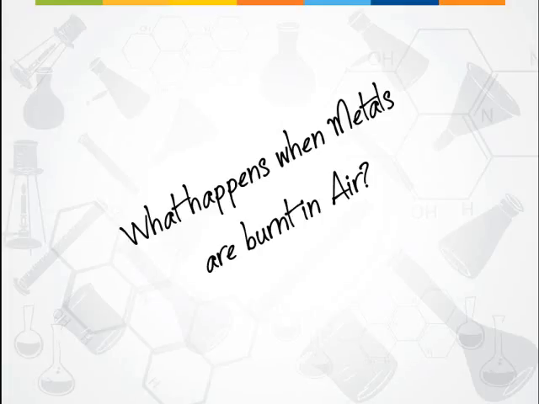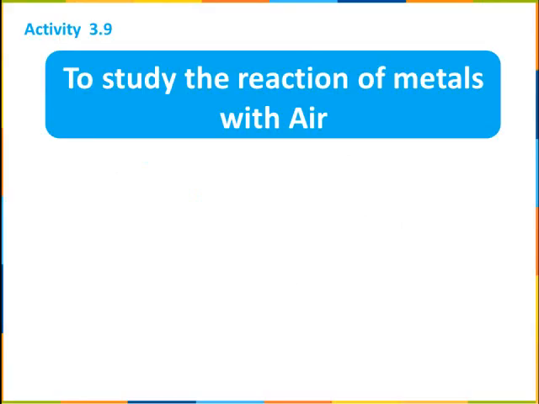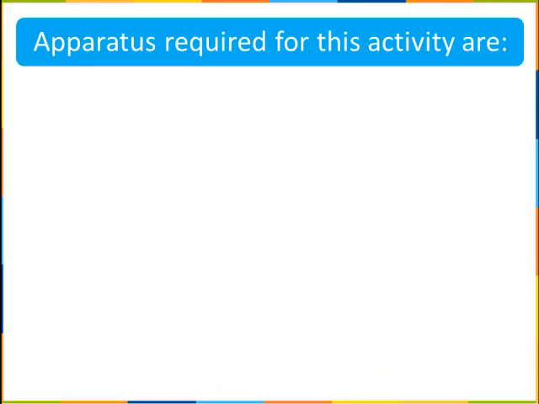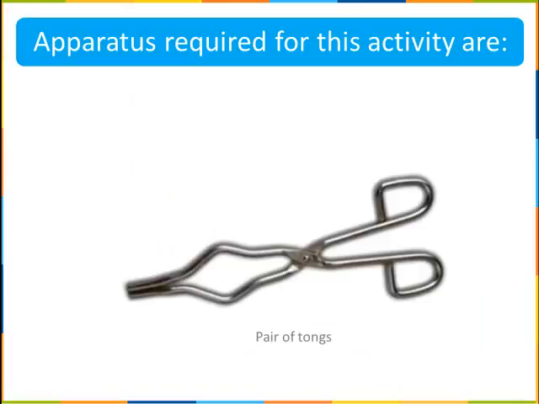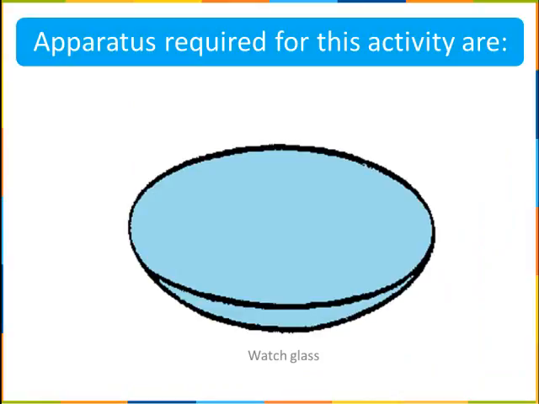Now let us learn what happens when metals are burnt in air. Activity 3.9, and this is to study the reaction of metals with air. The things required for this activity are copper, aluminium, sodium, potassium, pair of tongs, Bunsen burner, water and a watch glass.